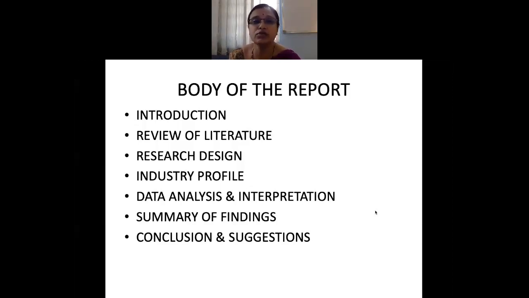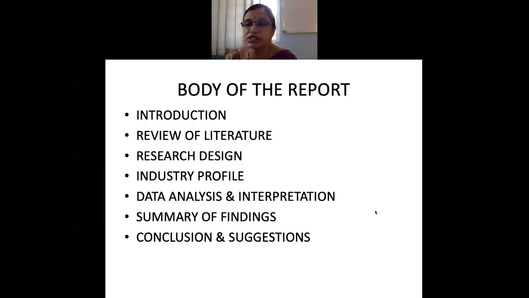When we look into the body of the report, as I told you, data analysis is almost 50% of your report. So if I'm taking, let us say, 200 pages of my report, then at least I must have 100 pages of data analysis and interpretation. This is very, very important.